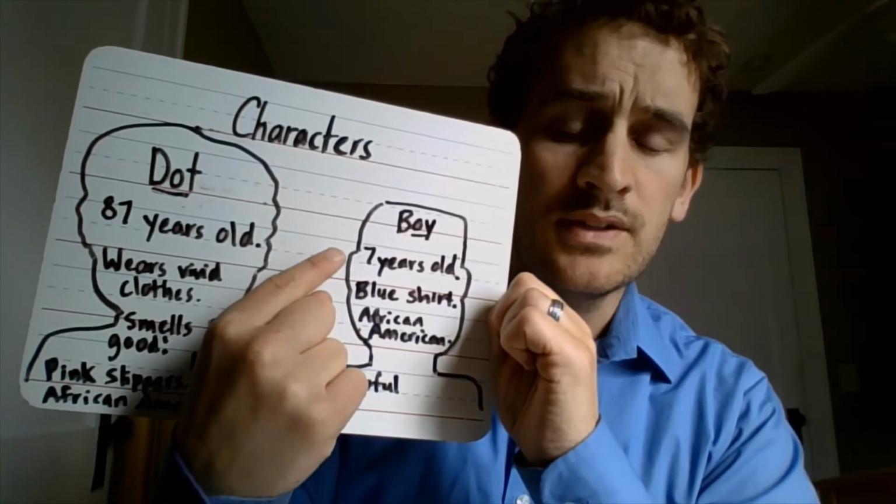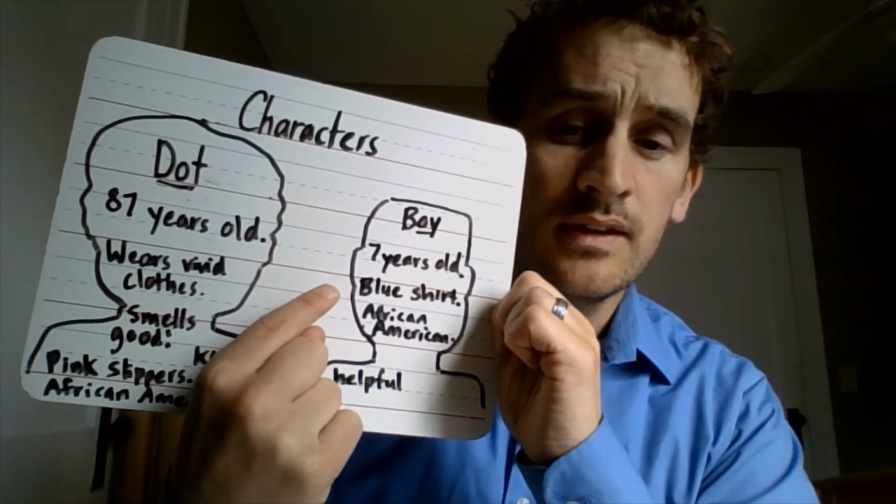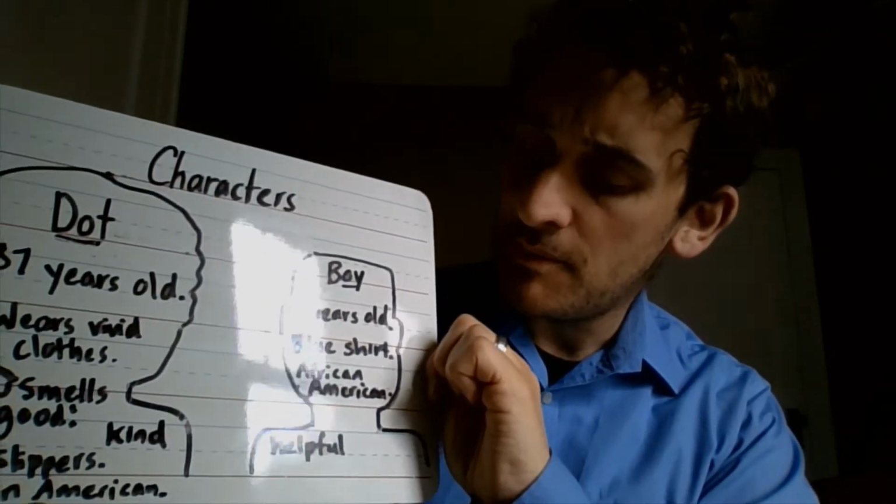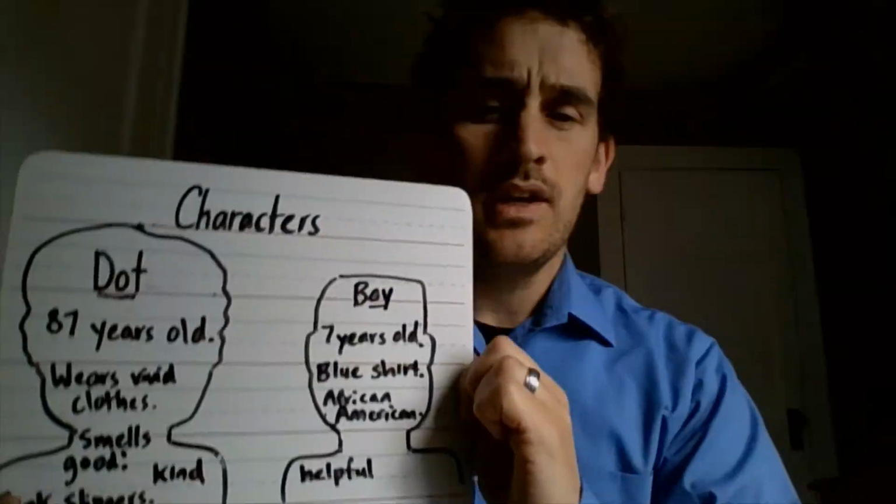Boy. He's 7 years old. He wears a blue shirt. He's African American, and he's helpful. Now, what was my evidence that he was helpful? Well, I would say that was because he was doing the dishes. He was sitting and helping her do her quilt. He was present with her when she was doing the dishes, and also making dinner.